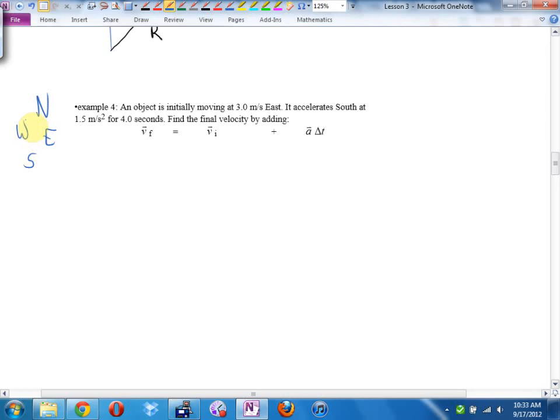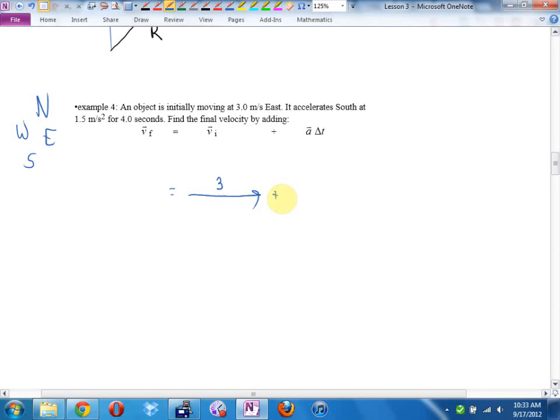Sam, what does this question want us to find? Okay. And that equals VI. Sam, what is VI? Magnitude and direction, please. Like that? Plus? Rob, what's the acceleration, magnitude and direction? What's the time?